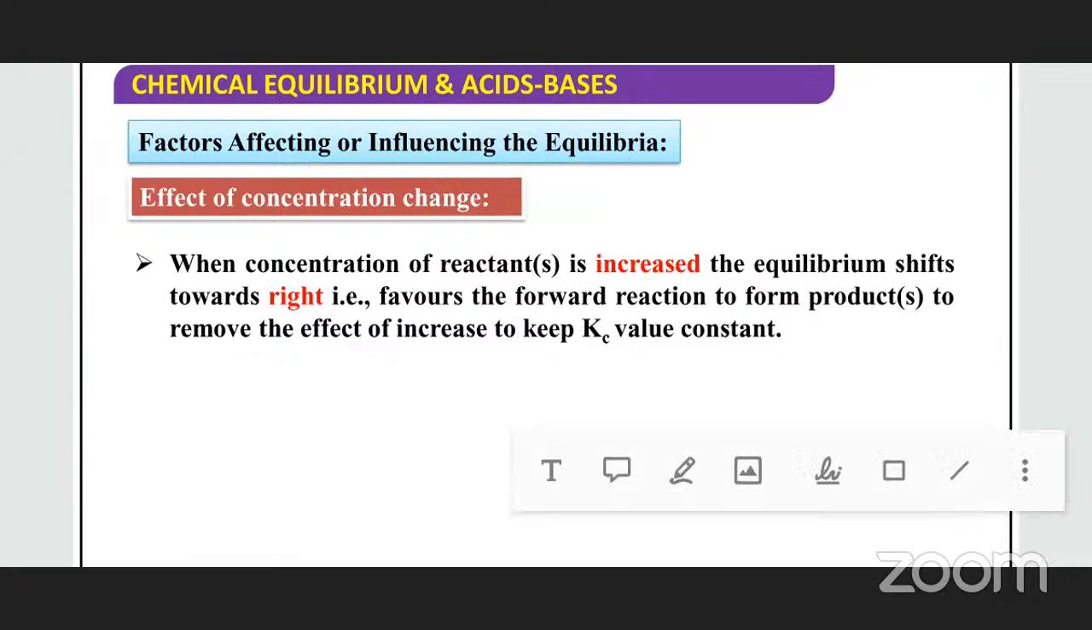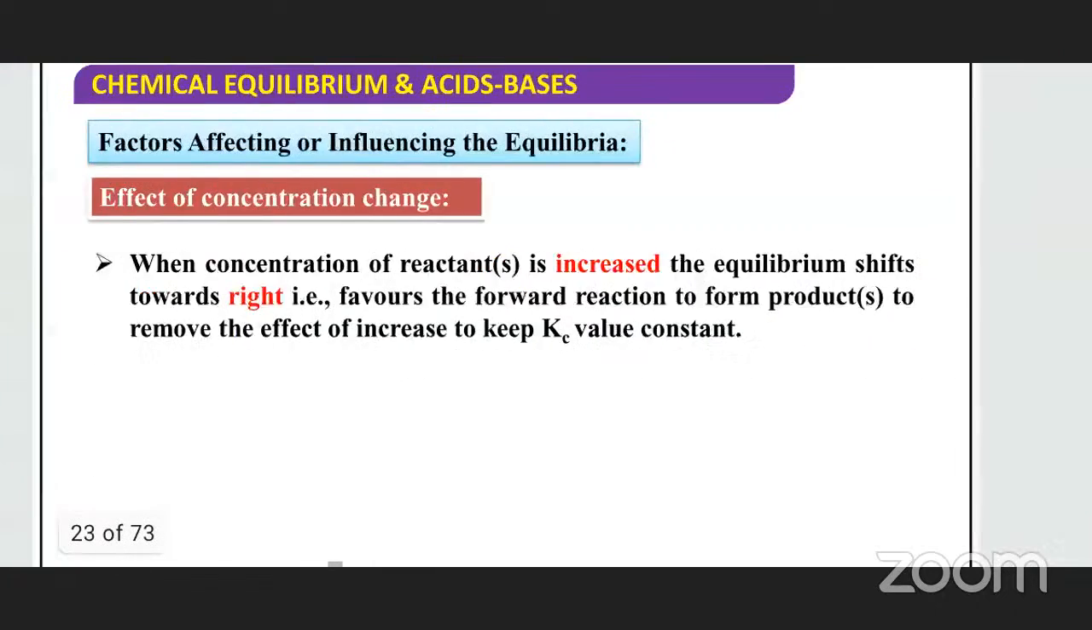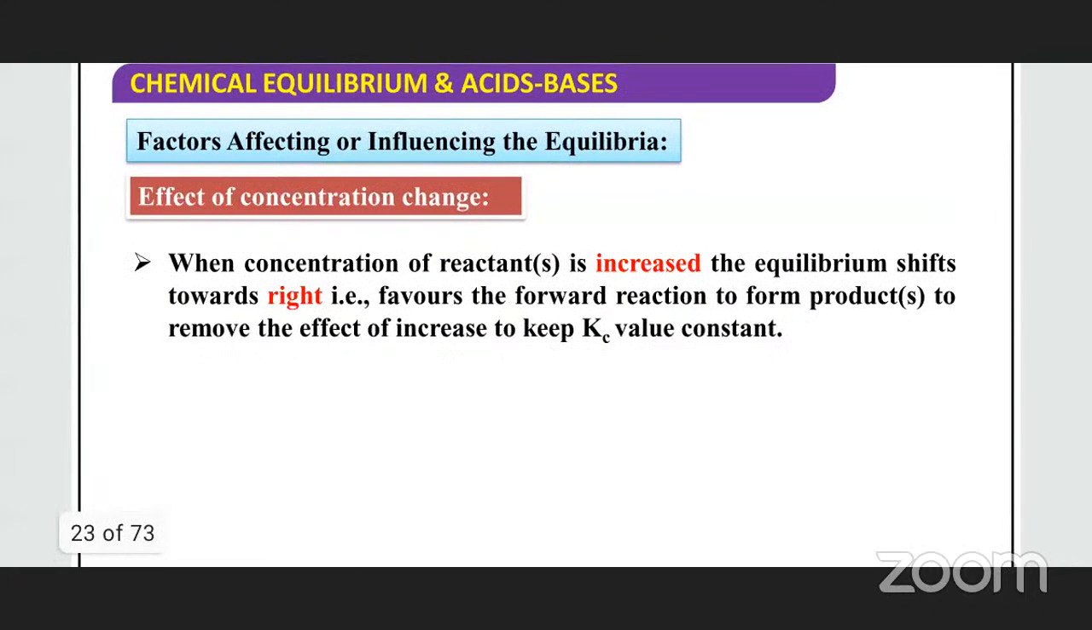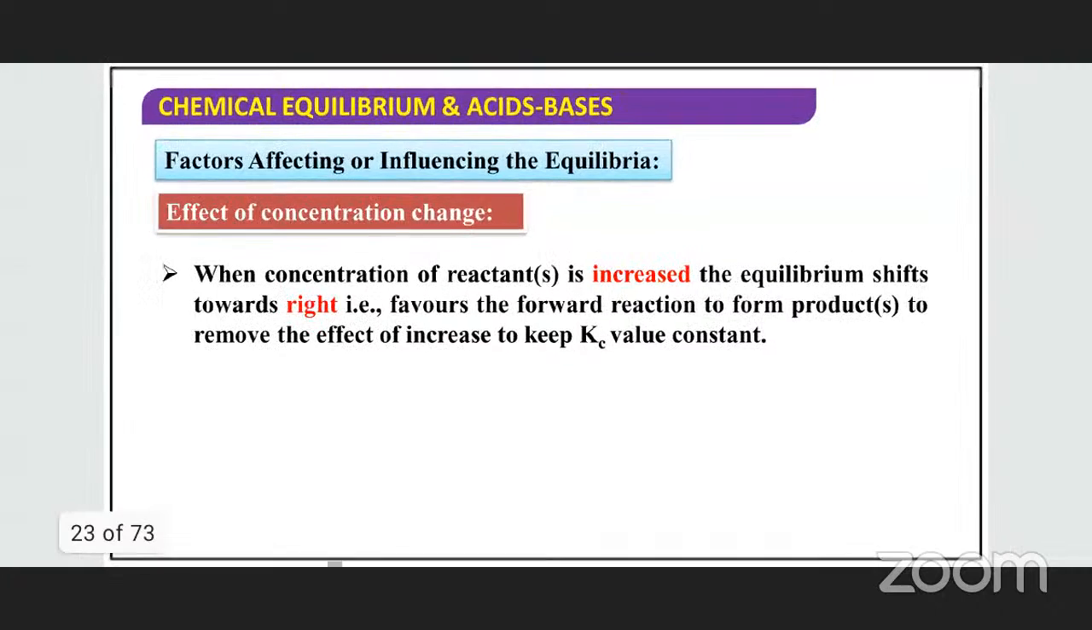When the concentration of reactant is increased, the equilibrium shifts toward the right, favoring the forward reaction. It means increasing the concentration of reactant in the reaction mixture at equilibrium favors the forward reaction to form product, to remove the effect of the increase and keep the Kc value constant.